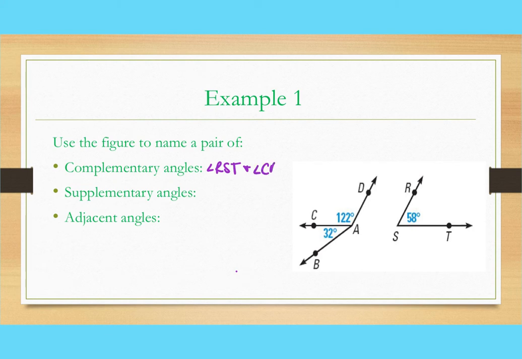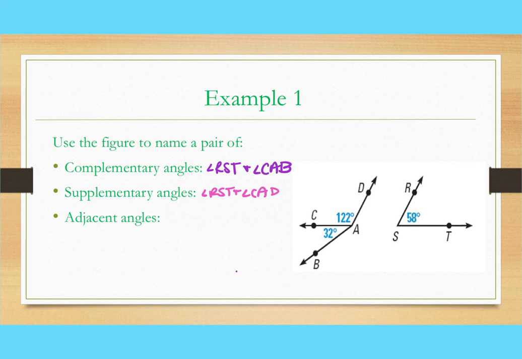Good. And the order of the letters doesn't matter. Like those could be switched. TSR and BAC, as long as the S and the A are in the middle. So if I add the 32 and the 58, they add up to 90 degrees. That's what makes them complementary. How about supplementary? Jonathan. RST and CAD. Good. The 58 and the 122 would add up to 180.